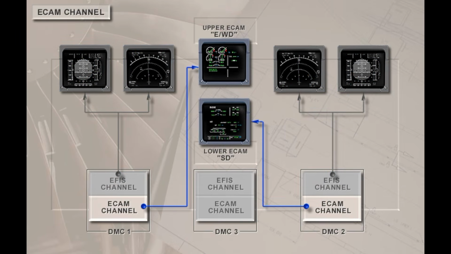The Electronic Centralized Aircraft Monitor, or ECAM channel, displays the primary engine control indications, fuel quantity, the flap slat position indicator, and warning and caution messages on the engine and warning display unit, commonly known as the upper ECAM. Synoptic information on the various aircraft systems and aircraft status are displayed on the System and Status Display Unit, or lower ECAM. Normally, DMC-1 controls the upper ECAM, and DMC-2 controls the lower ECAM.